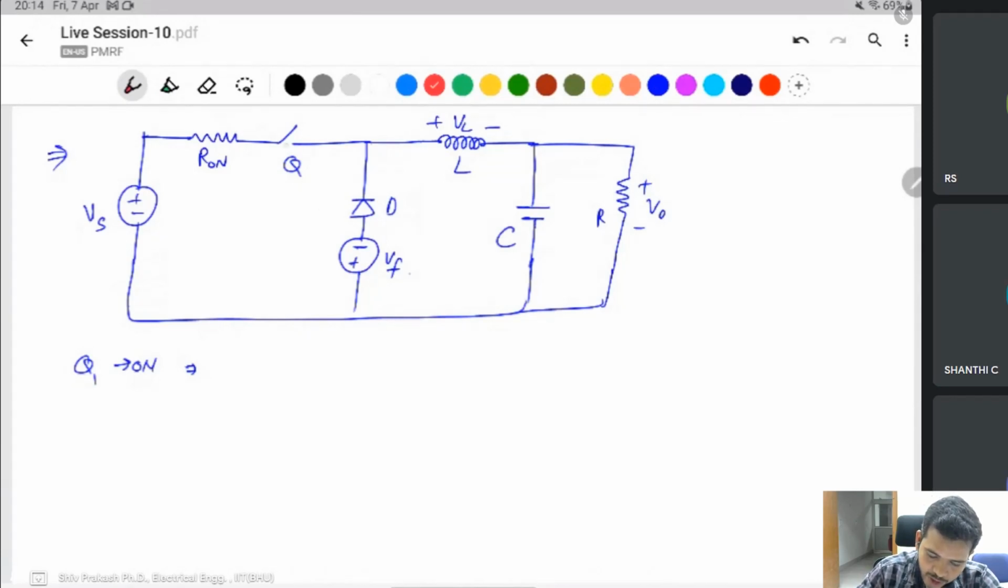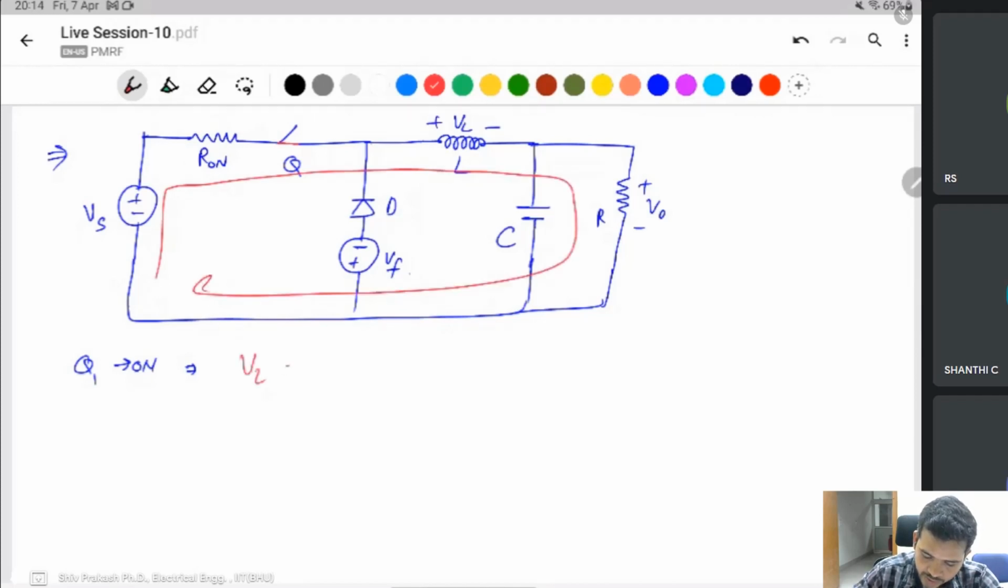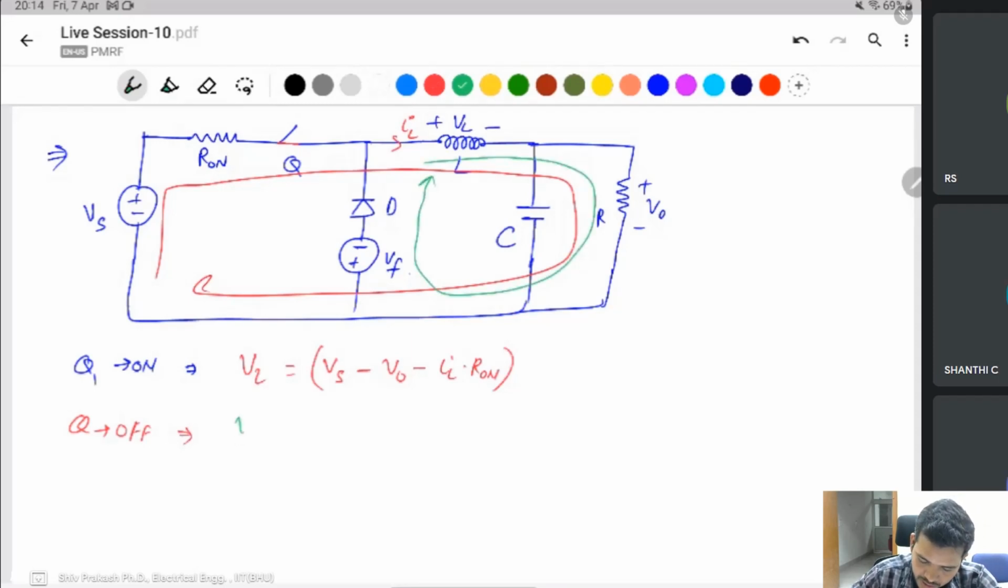When the switch is on, this one will close and power flows like that. Then VL, with current IL, is equal to Vs minus V naught minus IL into R. When the switch is off, the same current flows through the diode. At that time, minus V naught plus Vf, the forward voltage drop of the diode, occurs in the inductor.